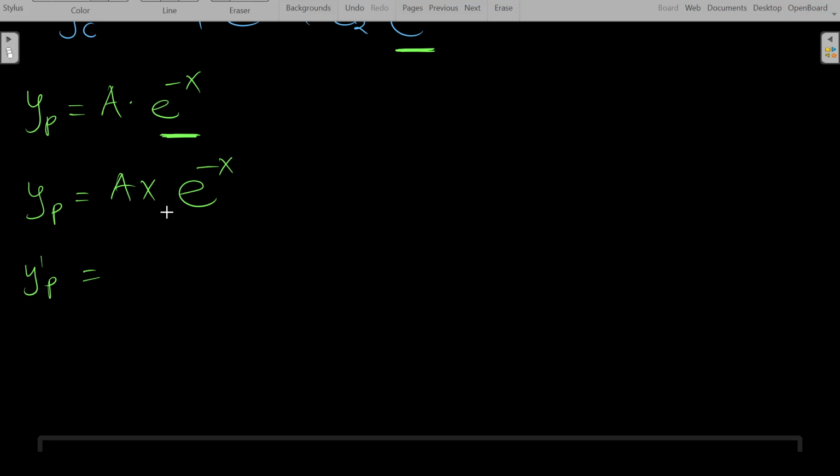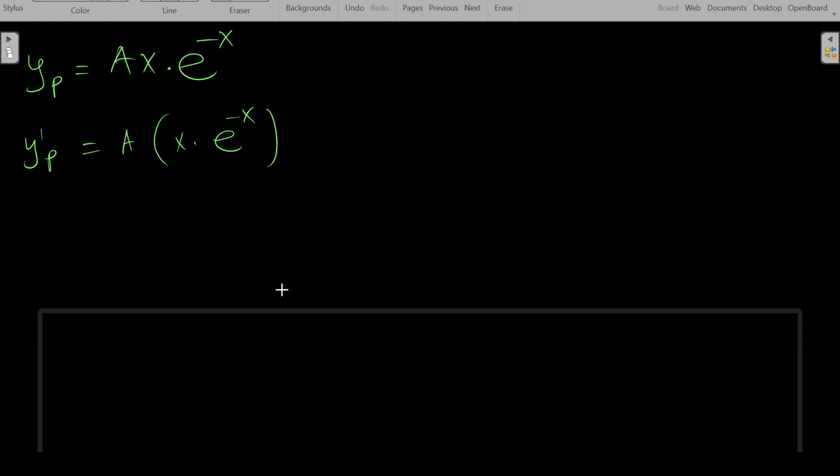So what will be my y prime of p? As you can see, these are just two functions being multiplied together. So automatically, because it's differentiation, we'll have to use the product rule. I'll keep this term constant, so I can pull out a, and I'll remain with x multiplied by e raised to negative x. So once you have pulled out a, now let's compute whatever is inside.